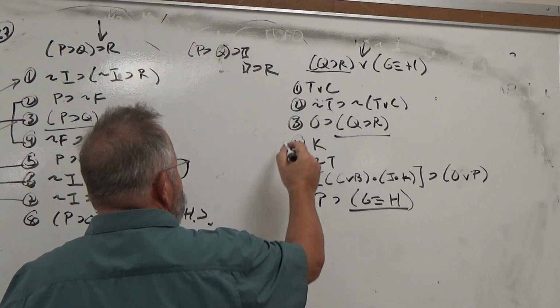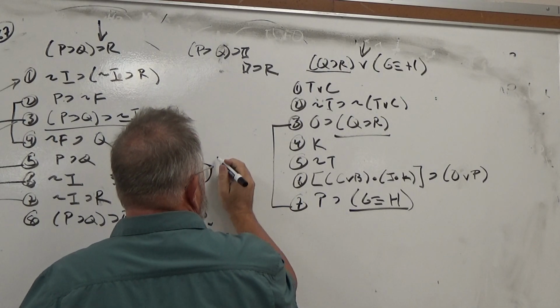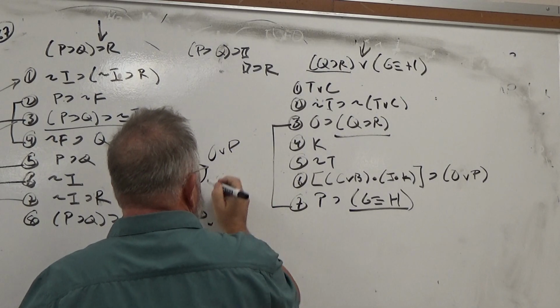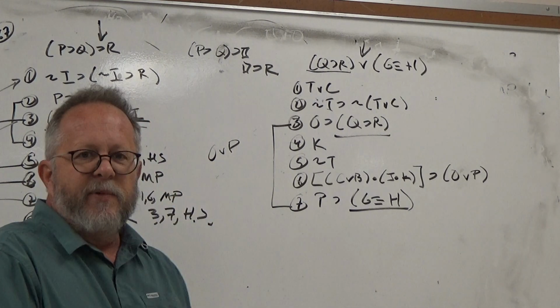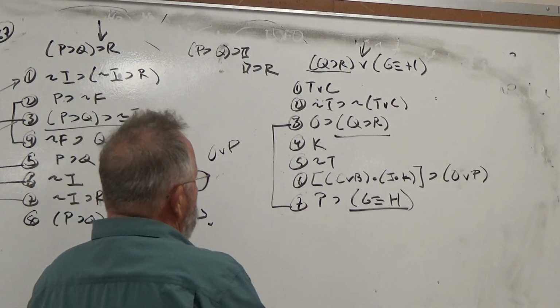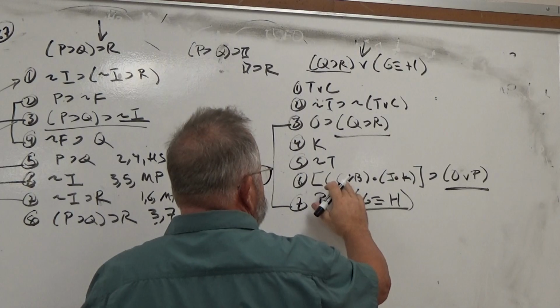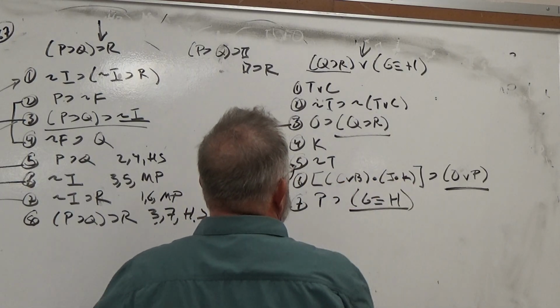So what that tells me is, if I have these, and then I have O or P, I can do constructive dilemma and get my answer, okay? So, where's O or P? There it is. What do I need? I need C or B and J and K.